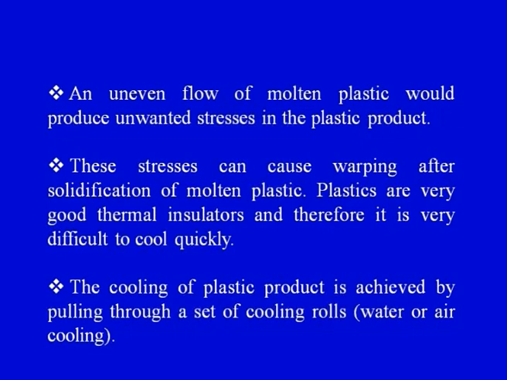The cooling of the plastic product is achieved by pulling through a set of cooling rolls, water or air cooling, which we have seen in the diagram after the extrusion process is done. After the product comes out of the die opening, we have a cooling rolls arrangement which cools the final product, and the final product is now ready to be shipped or put into the warehouse. So an important point to note is that there are certain additional attachments or equipment in the process which help us achieve a better quality product.